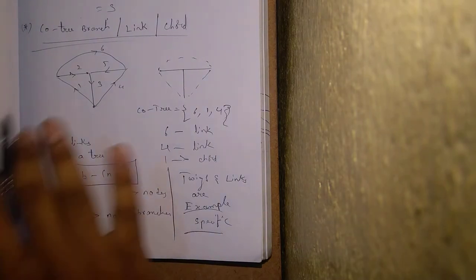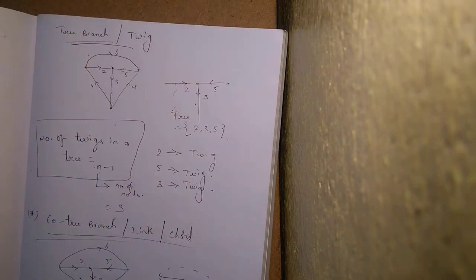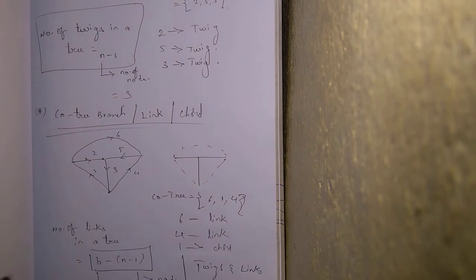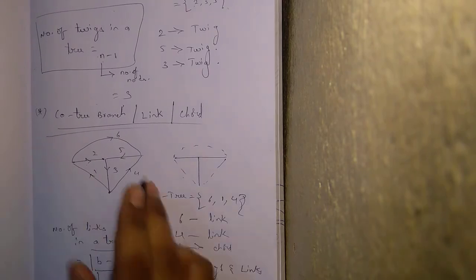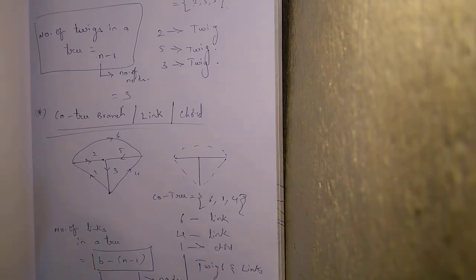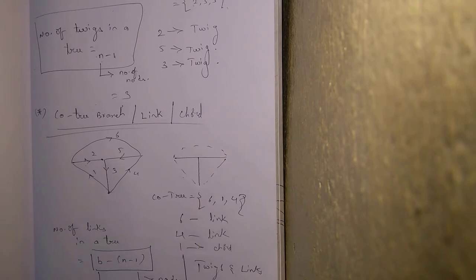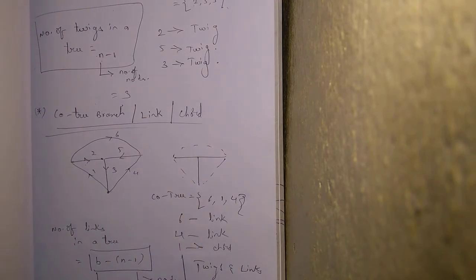I mean to say, see here, for this example, number of twigs are found to be 3, and for the same example, number of links are found to be how many links? So your branches are 6 here, right? So 6 minus (n minus 1) is 3. So 6 minus 3 is equal to 3 here. So here we got number of twigs equal to number of links.